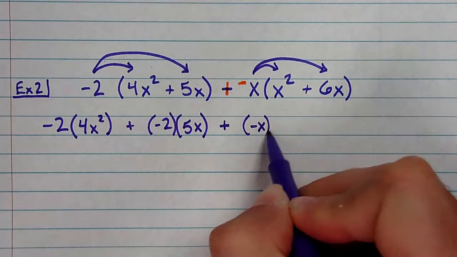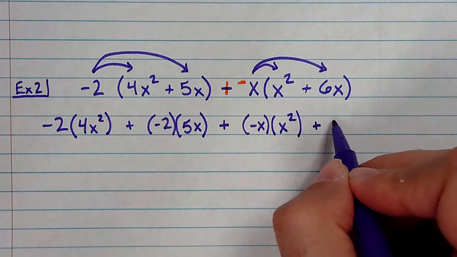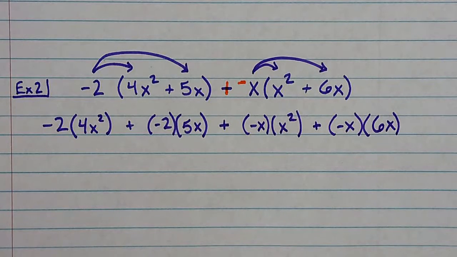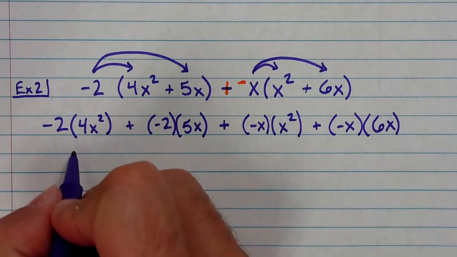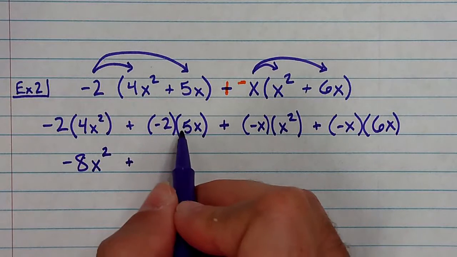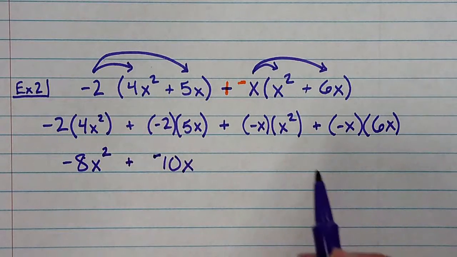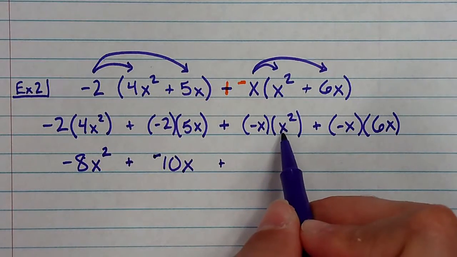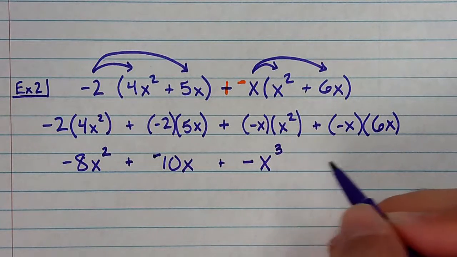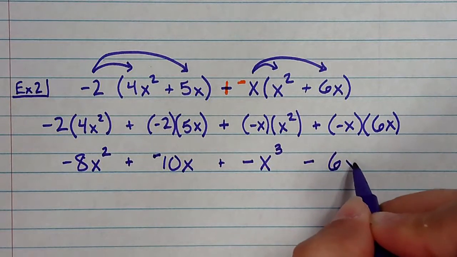Negative x times x squared plus negative x times 6x. Now negative 2 times 4 is negative 8x squared, plus negative 2 times 5 is going to be negative 10x, plus negative x times x squared is going to give me negative x to the third. And then negative x times 6x is going to give me negative 6x squared.